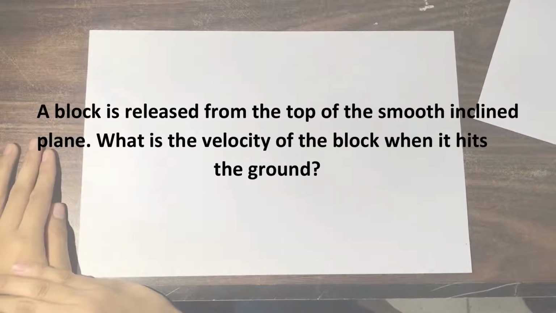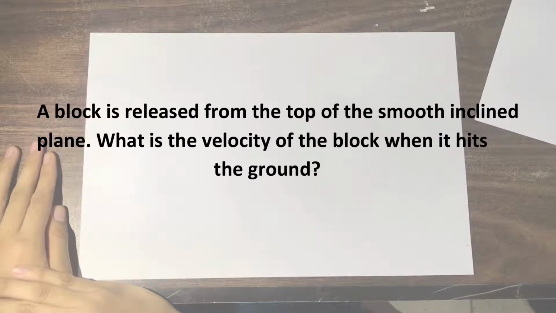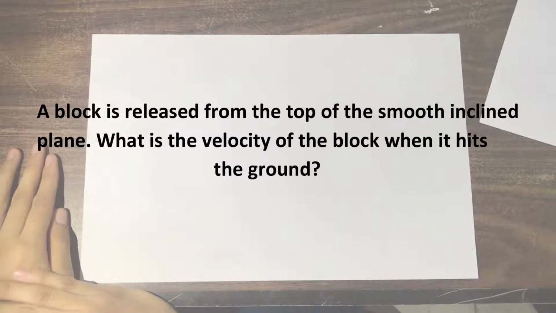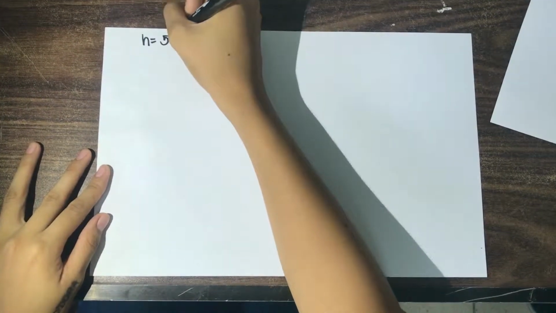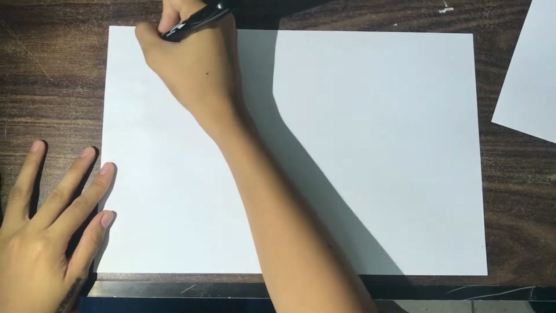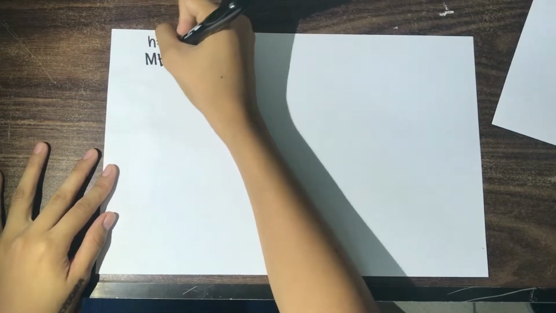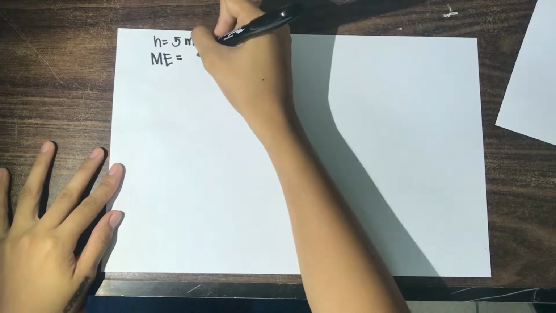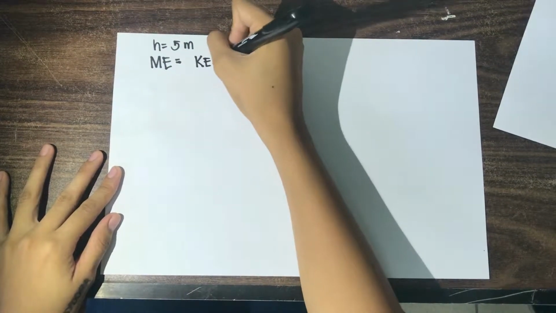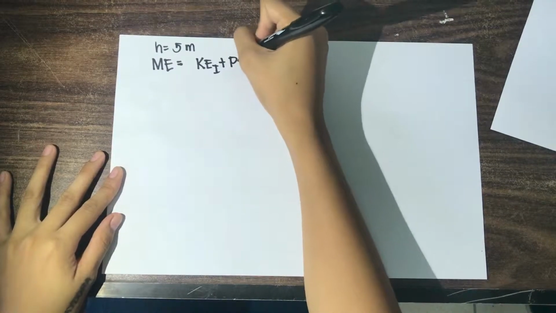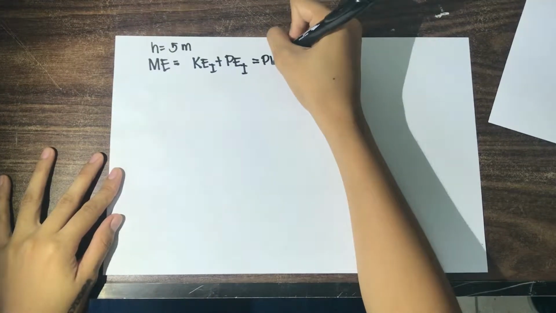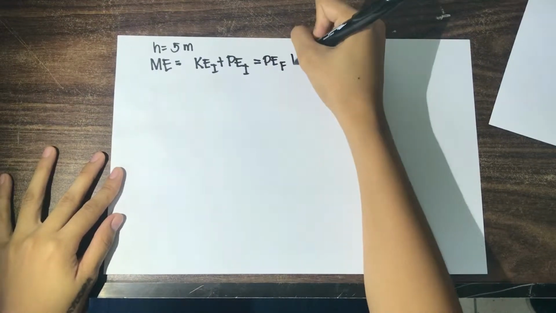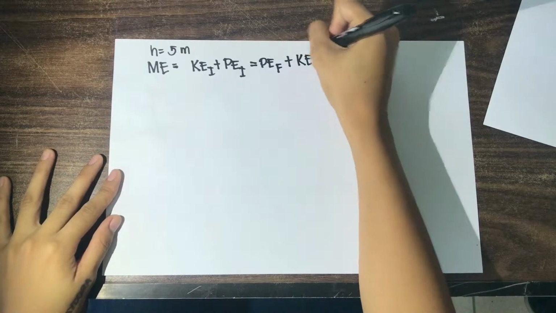A block is released from the top of a smooth inclined plane. What is the velocity of the block when it hits the ground? Given the height equals 5 meters and the formula of mechanical energy: initial kinetic energy plus initial potential energy equals final potential energy plus final kinetic energy.